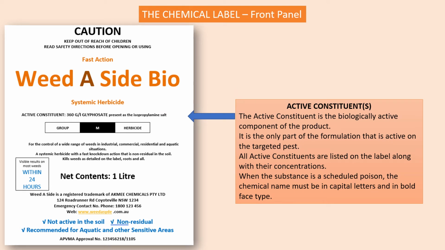The active constituent is the biologically active component of the product. It is the only part of the formulation that is active on the targeted pest. All active constituents are listed on the label along with their concentrations. When the substance is a scheduled poison, the chemical name must be in capital letters and in bold face type.